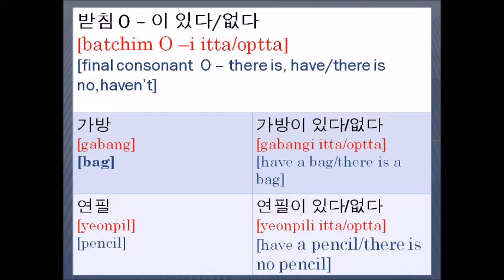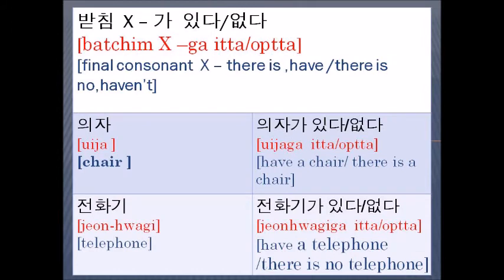So in this video, in short, kung may patim or final consonant is idagdag niyo lang po ang i-ita or i-opta. So, if final consonant is wala, ga-ita or ga-opta. So ang meaning po nito is there is or have. Kung opta naman po is there is no or haven't. Pero isang meaning din po nila is here, here it is, here is not. Pwede niyo pong gamitin ang grammar na ito. Okay? So next.